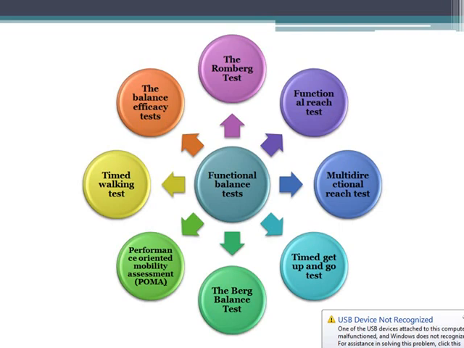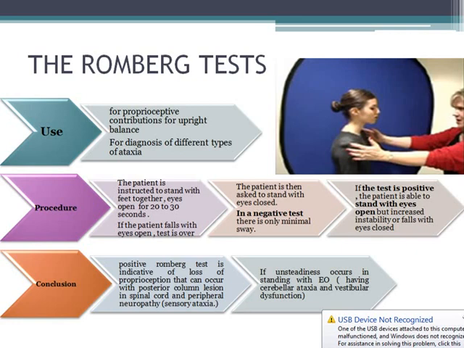Now we are talking about the Romberg test. The Romberg test is mainly used for the proprioception contribution to upright balance, to check proprioception, and also for the diagnosis of different types of ataxia, like sensory ataxia or cerebellar ataxia.